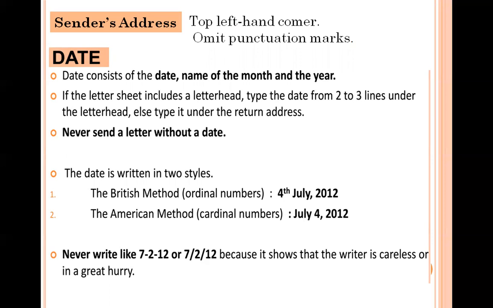Now the date is written in two styles. One is the British method, which is like this, that is 4th July, and then you write the year. Or the American method with cardinal number, that is you write the name of the month first, then the date, and then the year. But in any case, you will not write like 7-2-12 or 7/2/12. It shows that the writer is careless or is in a great hurry.